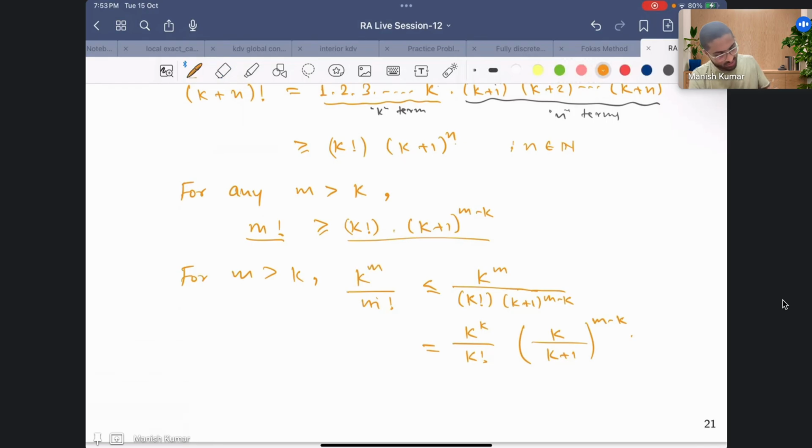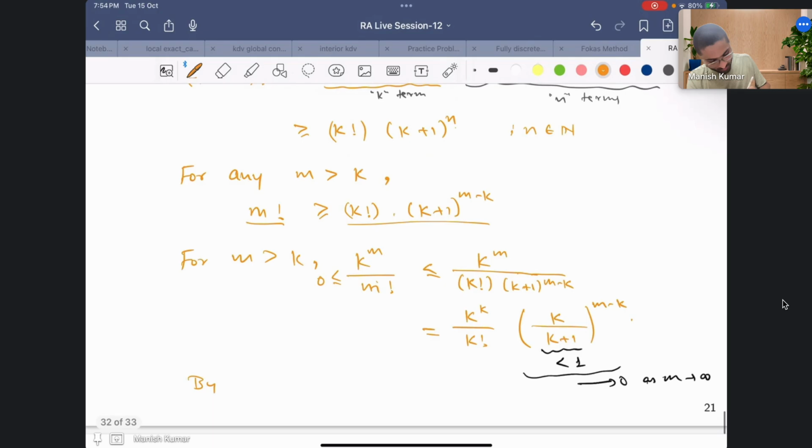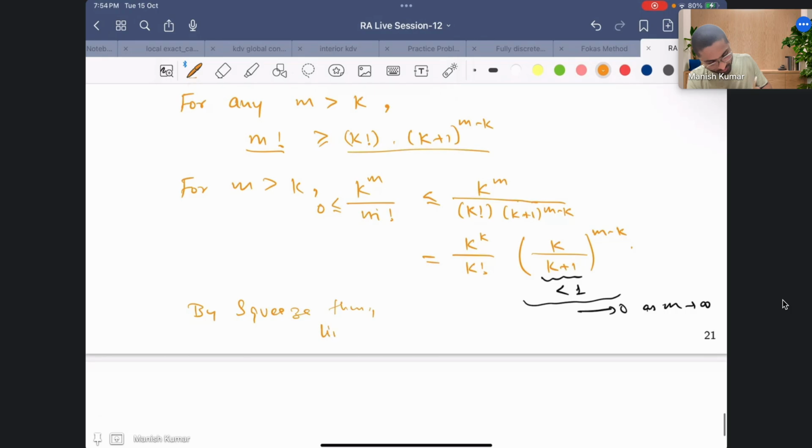Now you notice that this term is less than 1, right? So if you take m to be very large, if you take limit m going to infinity, this term will go to 0 as m goes to infinity, right? And this is anyway greater than 0. So by the squeeze theorem, what you have is that the limit m tending to infinity of k raised to the power m by factorial m is equal to 0, right?